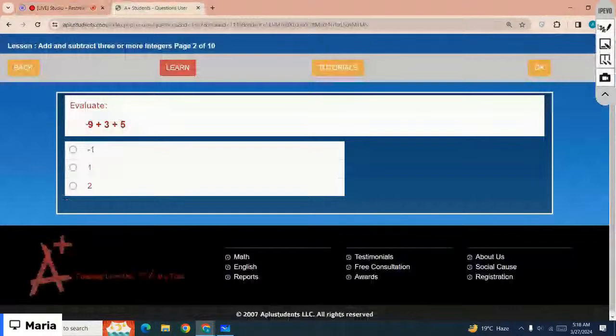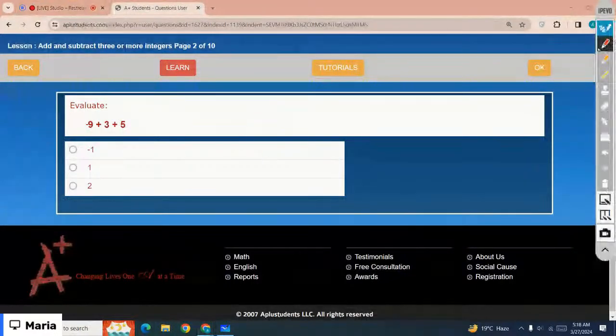Okay, let me just solve this one again, right? Negative 9 plus 3. Start from here. Negative 9 plus 3. 9 is a number with a greater magnitude and has a negative sign. That means the answer must be negative. You have to subtract. Negative 9 plus 3 is negative 6. Now you are left with negative 6 plus 5. Again, 6 is a number with a greater magnitude, so the answer must be negative. So negative 6 plus 5 is negative 1. The correct option is option number 1, that is negative 1.